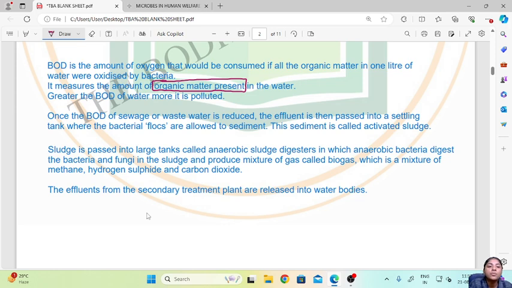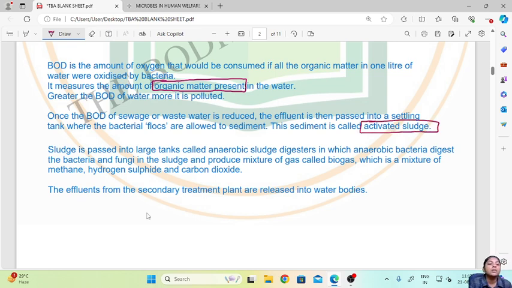Now once the BOD of sewage or the wastewater is reduced, the effluent is then passed into a settling tank where the bacterial flocks are allowed to sediment or settle. Now in the secondary treatment, the biological treatment, first the bacterial flocks were allowed to grow. Now after the BOD of water is reduced, they are allowed to settle down, and this sediment of these biological bacterial flocks is called the activated sludge.